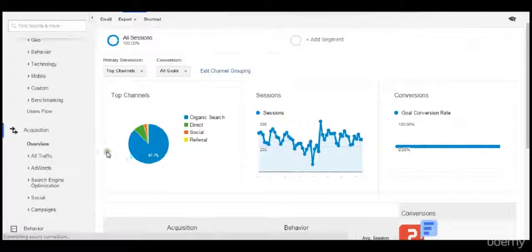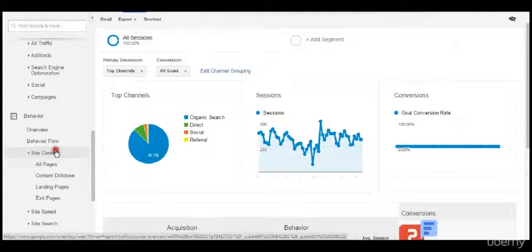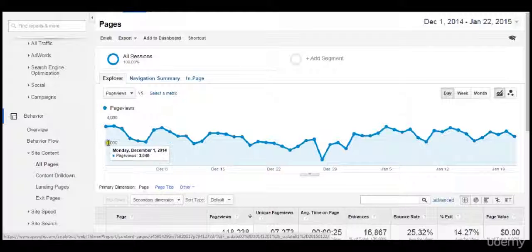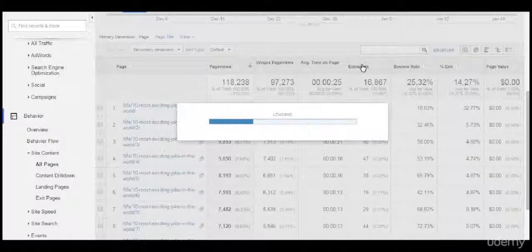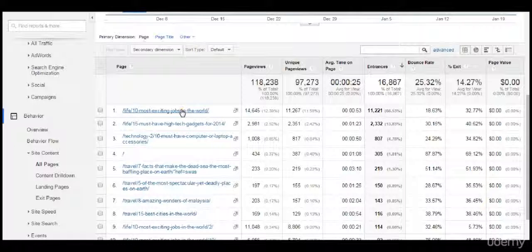So if you look at the type of content, let's just have a look at the different types here. You can see here that a lot of this content is coming, the 10 most exciting jobs in the world. So the question is, how many advertisers want to advertise on this article? Let's actually sort this by entrances to make it a little simpler. Now you might have people who are advertising jobs or maybe resumes, those kinds of things. This might be pointed towards somebody who is looking for a new career. So it's advertisers such as those.